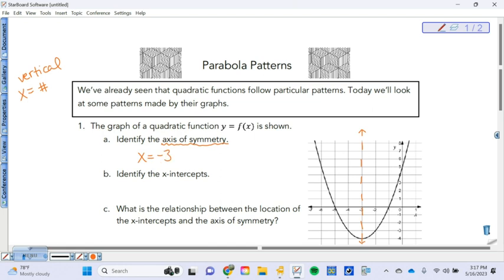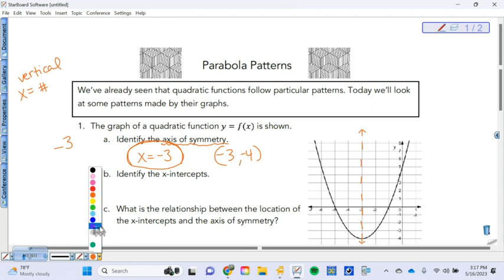So when I ask you to identify the axis of symmetry, I'm looking for an equation. I'm not looking for the vertex. I'm not looking for a point. I'm not looking for just a number. I'm looking for an equation. X equals whatever that number is. Does that make sense? Okay.